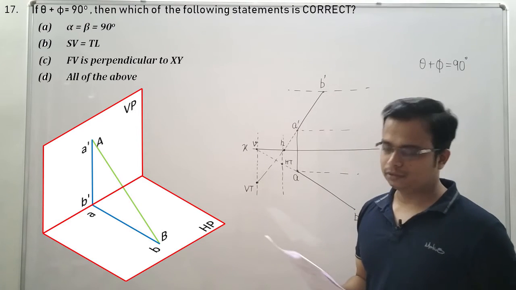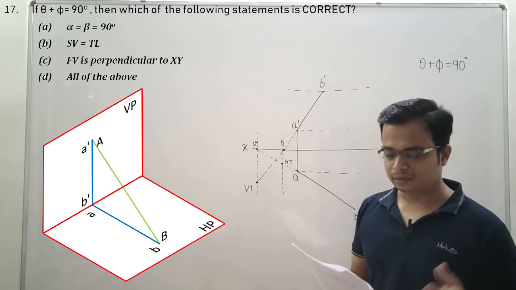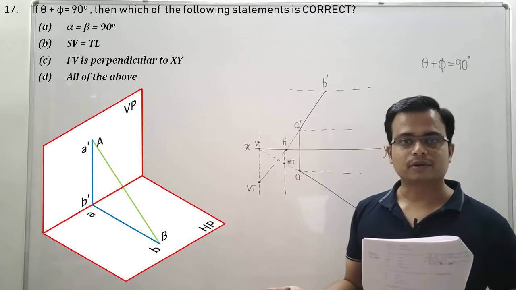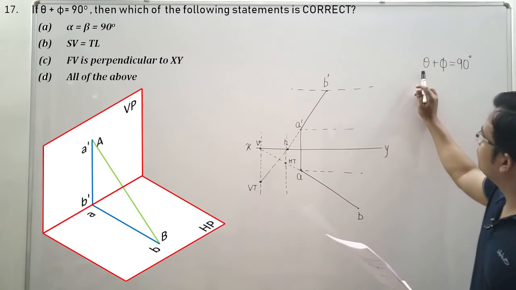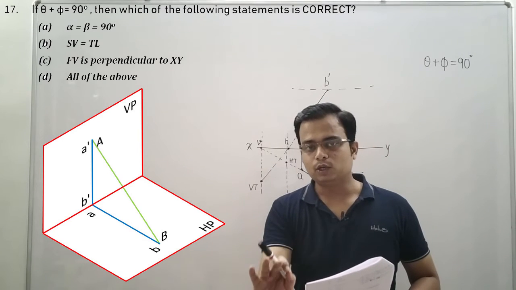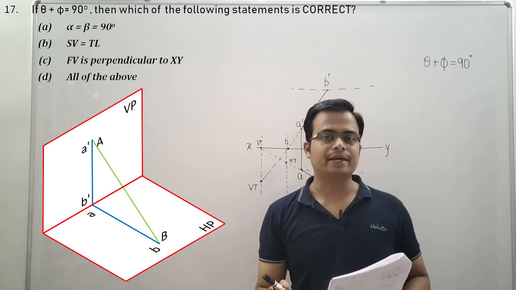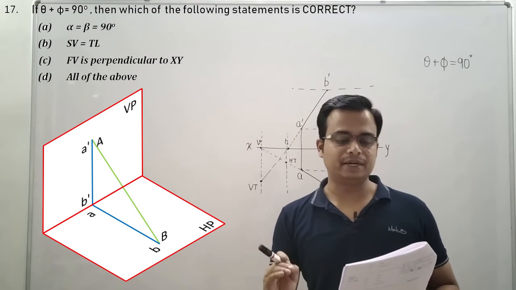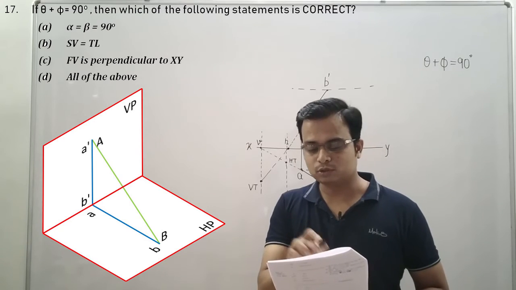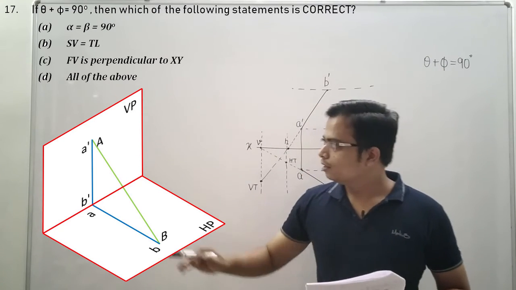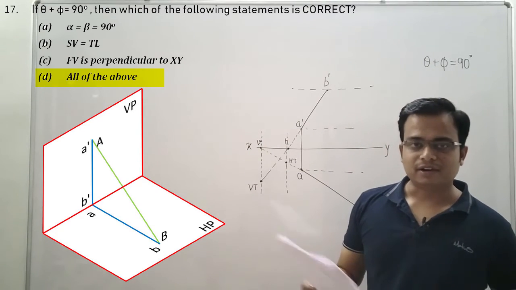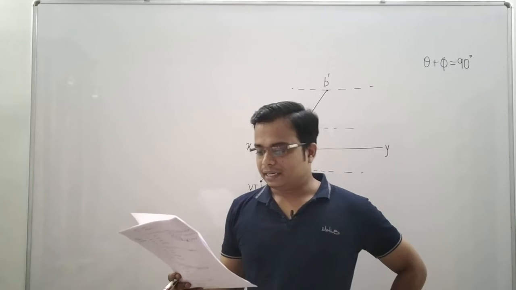What about the third option? Third option is pretty obvious, which we have seen a whole lot of times. Front view is obviously going to be perpendicular to XY line. So whenever there is this mathematical condition theta plus phi is equal to 90 degrees, always remember front and top view, both of them will be perpendicular to XY line. That means alpha will be equal to beta is equal to 90 degrees. And obviously this is a repeated option, because option A is also conveying the same information. Anyway, option D is correct because all the options are correct, all of the above. Fine, that's it.